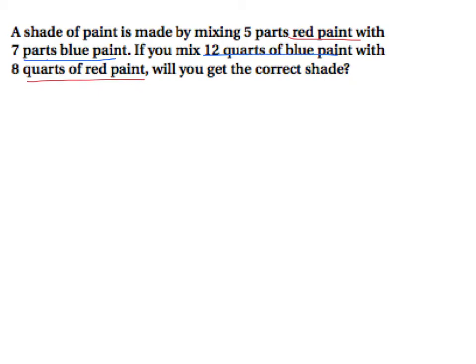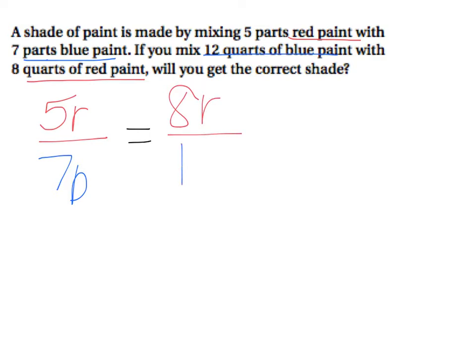What we can do is start with that first part that was given: 5 parts red over 7 parts blue. And we want to know, does that equal 8 parts red over 12 parts blue? You don't need to have the variables r and b in here. I'm just using that to show that this is standing for red paint and this is standing for blue paint.